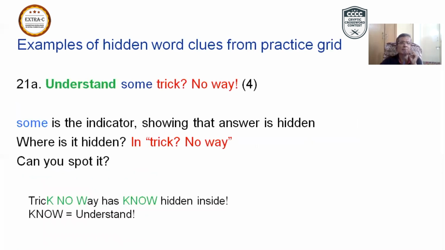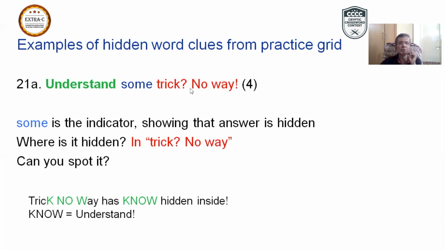Let's look at an example. Again, this is from the practice grid, clue number 21 across. The clue says, understand some trick, no way, 4-letter word. Now here the final answer is understand, which has been highlighted. Some is an indicator which tells you that the answer is hidden. Now where is it hidden? It is hidden in trick, no way.